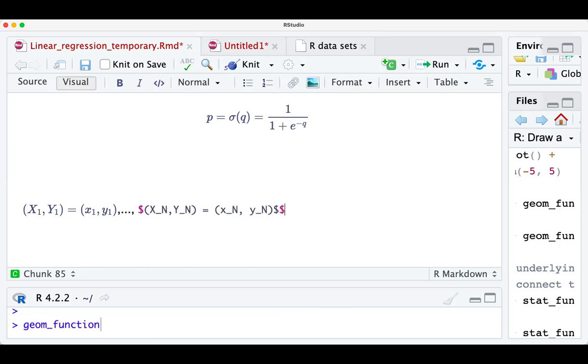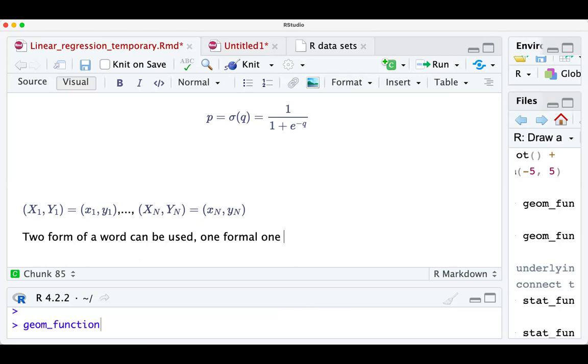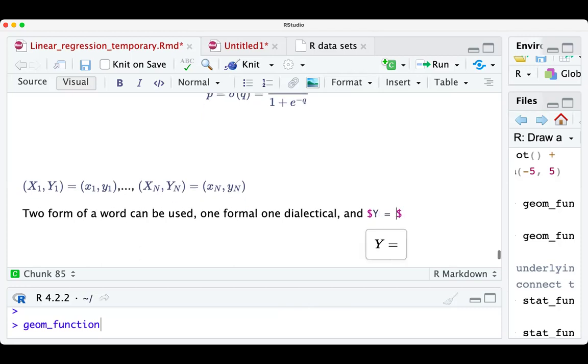The categorical variable describes an experiment in which two forms of a word can be used, one formal, one dialectical, and y simply tells you: it is one when the form used is formal, zero if it is dialectical.